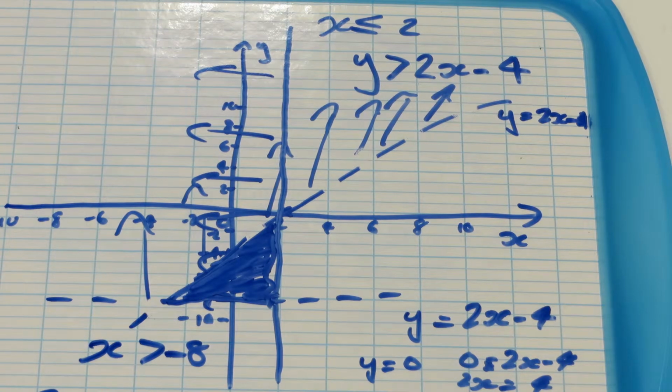So you may need to go back and have a look at plotting straight lines in the form y equals mx plus c, and of course the special cases where you've got things like y equals 2 and x equals 2, where you're going to get the horizontal and the vertical lines respectively.